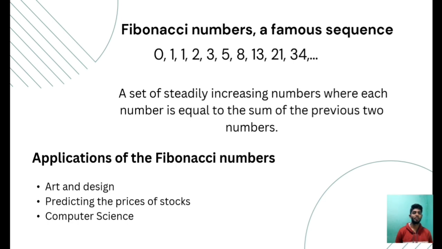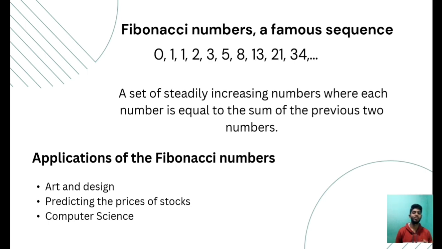What are Fibonacci numbers? It is a famous sequence which by default starts with 0 and 1, and it further increases with each number equal to the sum of the previous two numbers. Means the 0 and 1 in the above series is its default, and it goes on increasing by the numbers which are equal to the sum of the previous two.